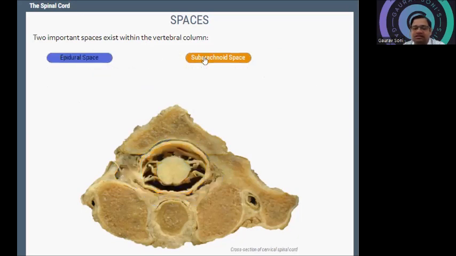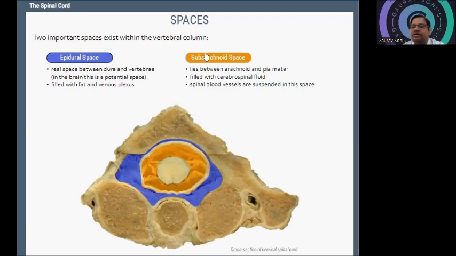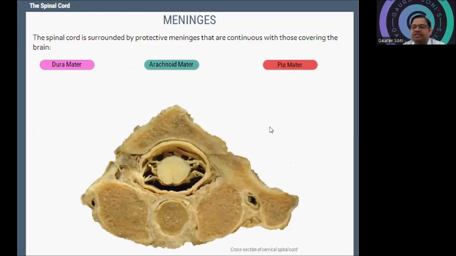Again, just see it again. So epidural, that is between dura and vertebrae. Subarachnoid, that is between arachnoid and pia mater. So these are the two spaces. Then about the meninges, the same three PAD, that is pia mater, arachnoid, and dura mater. So you can see the dura mater first of all. It is outermost layer, tough, thick, and protective in nature.